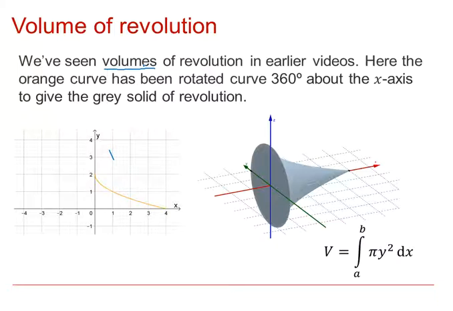Here the orange curve that you can see on this graph has been rotated 360 degrees about the x-axis to create the grey solid. So we spin it all the way around the x-axis to create this solid three-dimensional shape. And just to remind you, the volume of revolution was found by finding the sum of a series of thin cylinders, each of width delta x, and finding the sum of that total as delta x tends to 0.